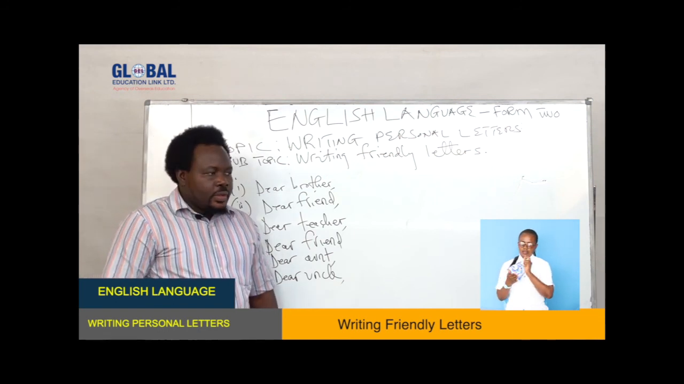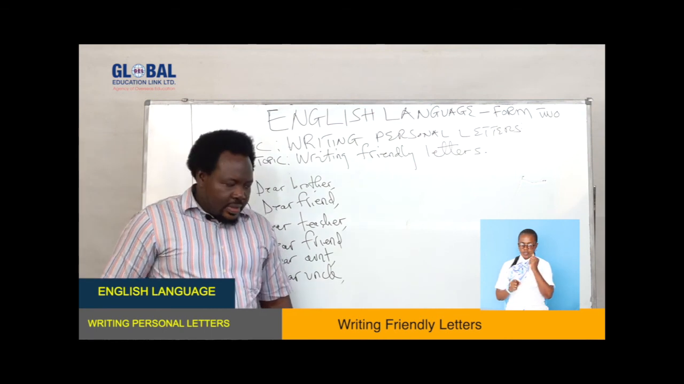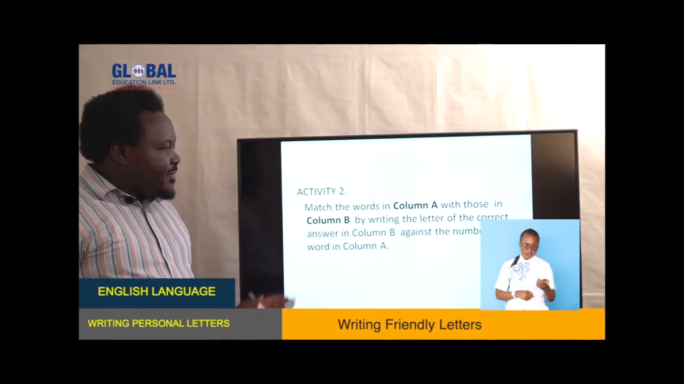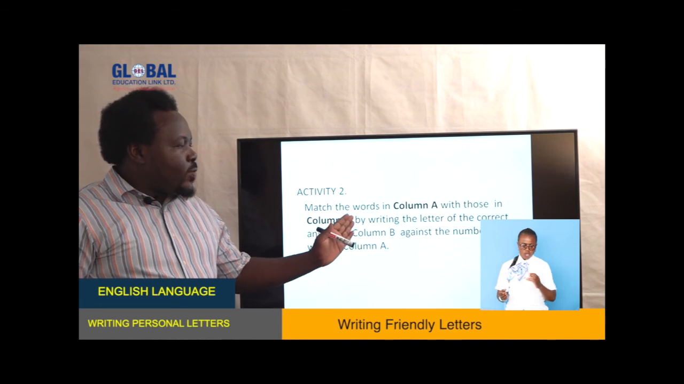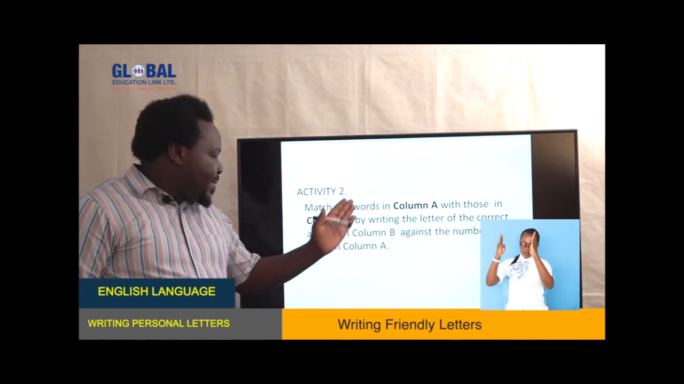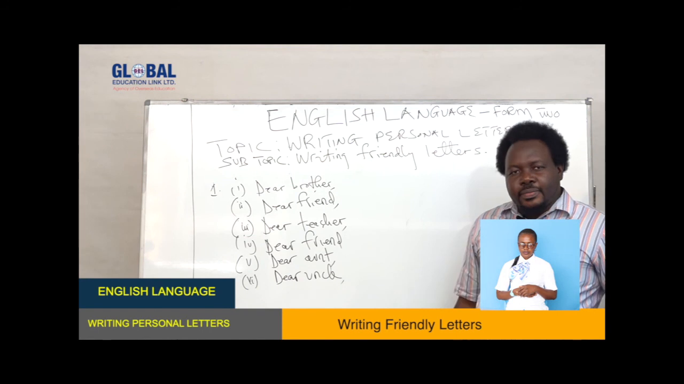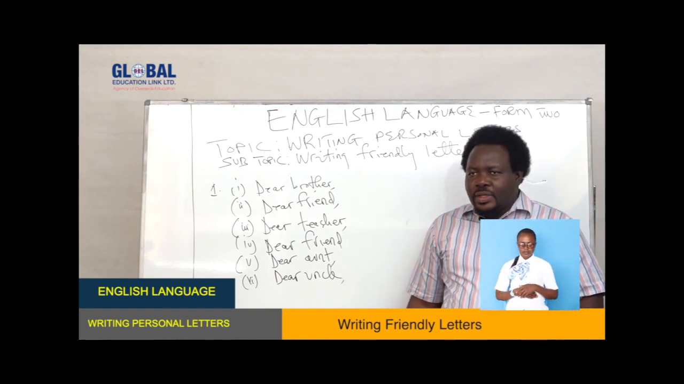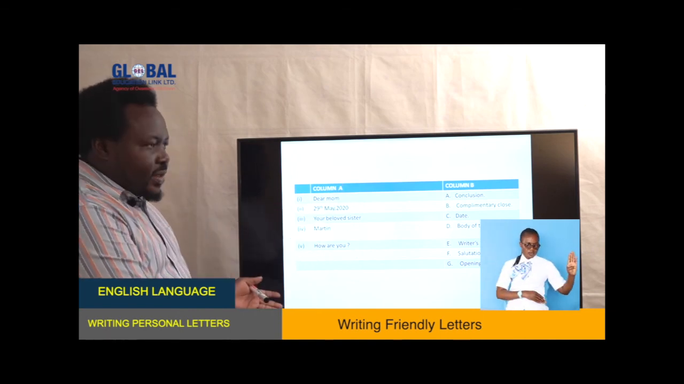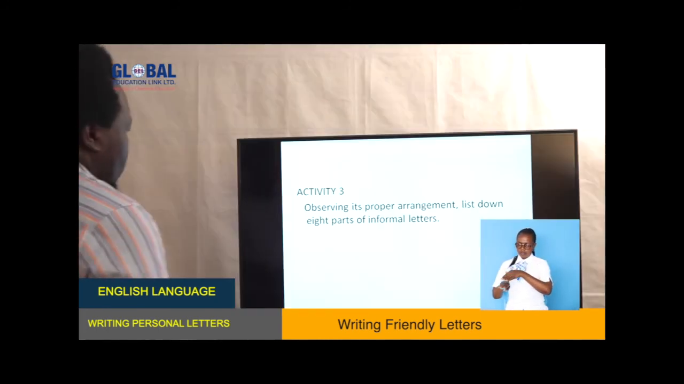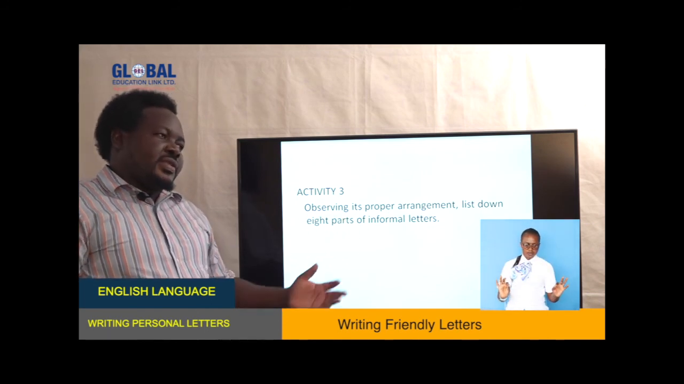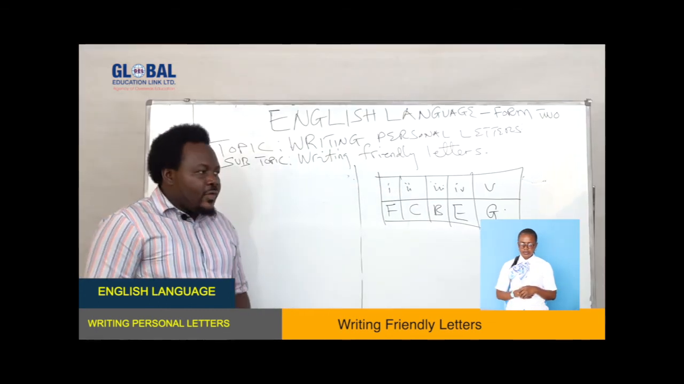My dear students, let us see question number 2. Activity number two. Here, the task is for you to match the items. It reads, match the items in column A with those in column B by writing the letter of the correct answer in column B against the number of the item in column A. Just matching items. And this is all about a friend letter. My dear students, observing its proper arrangement, list down the 8 parts of informal letters we've seen. Parts, elements, components.